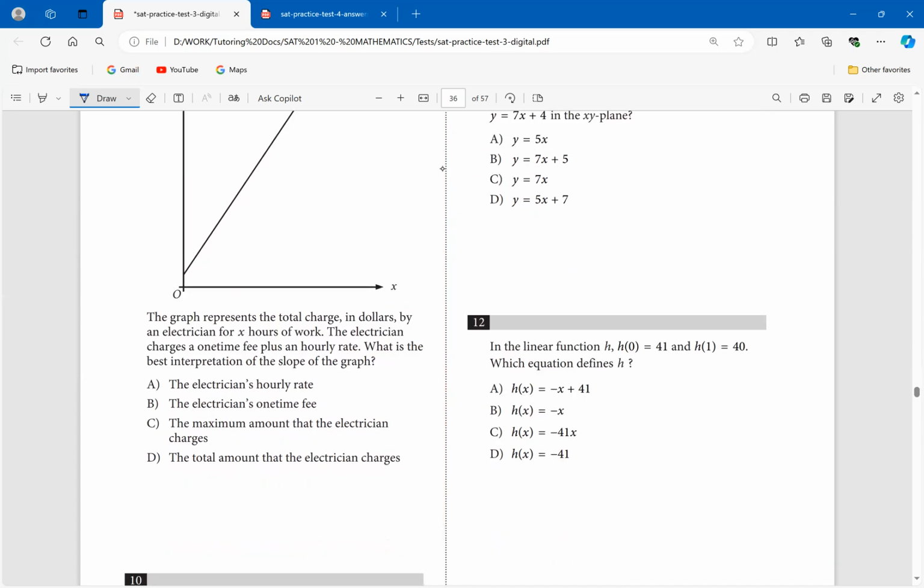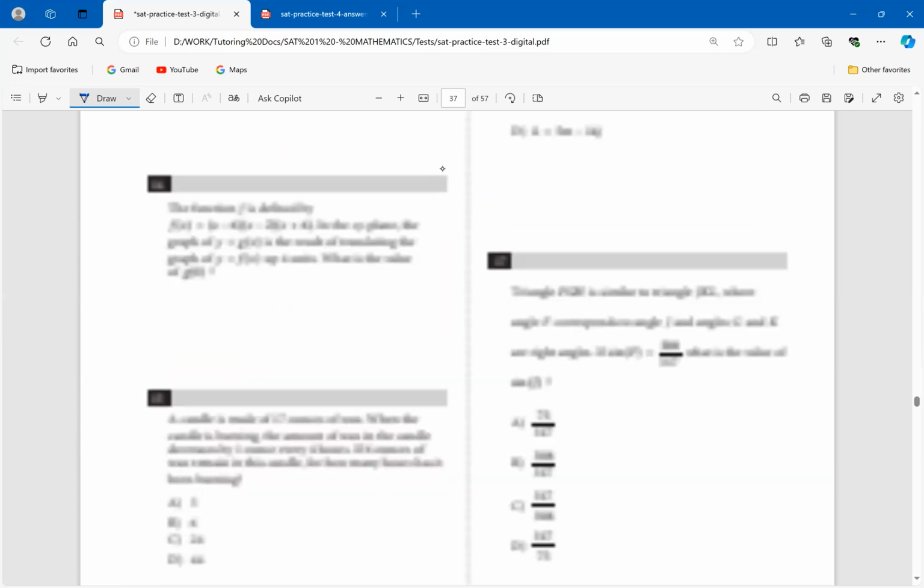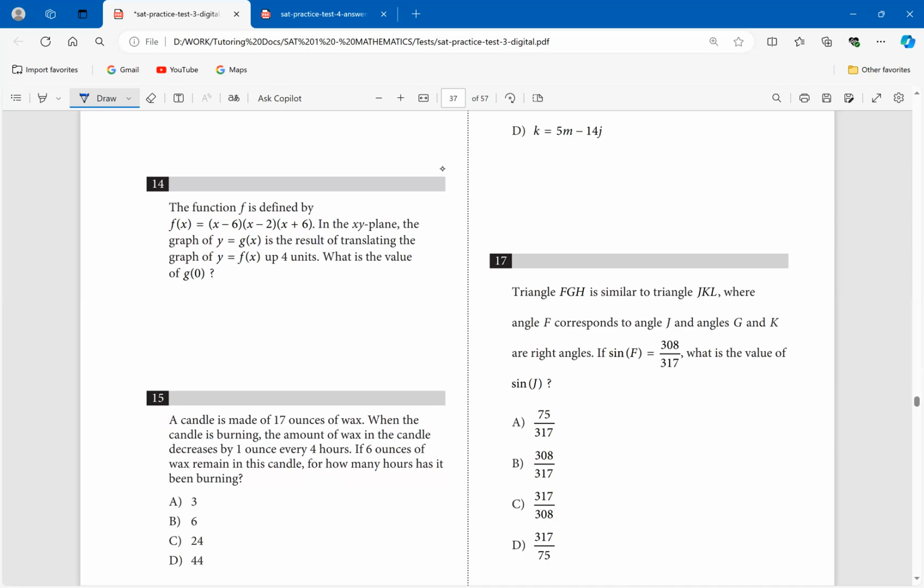Okay, let's look at question number 17. Triangle FGH is similar to triangle JKL, where angle F corresponds to angle J, and angles G and K are right angles. If sine of F is 308 over 317, what is the value of sine of J? Now, this question requires some thinking. Whenever two triangles are similar, their corresponding angles are congruent; they increase or decrease with the same ratio.